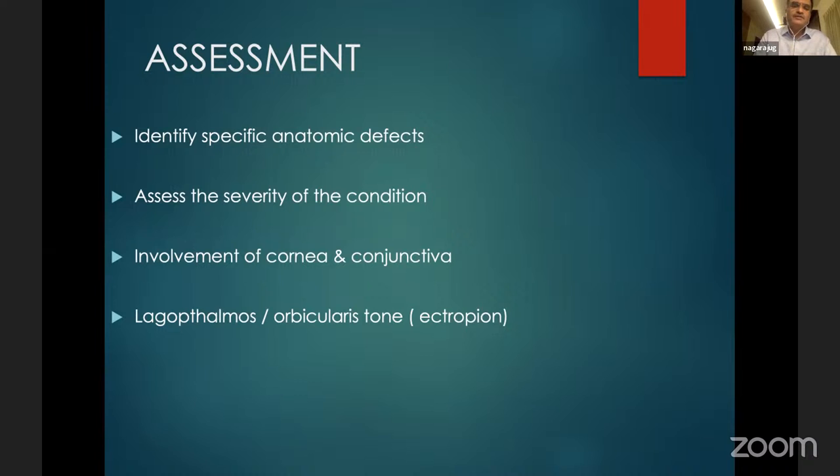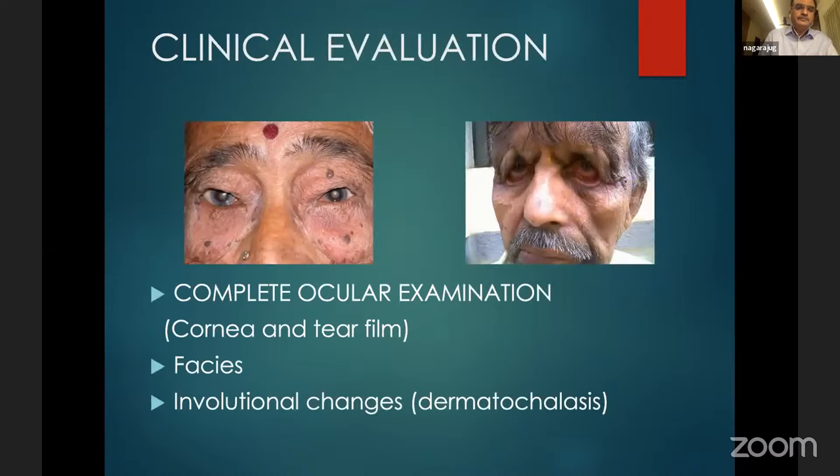And of course, you have to see the conjunctiva and the cornea also. In all cases, you should see whether the patient has got lagophthalmos, and you should try to assess the orbicularis tone also. So a complete ocular examination is a must in all cases of lid malposition. It is not just managing the lid, you have to manage the patient as a whole, and you should manage the eye as a whole also.